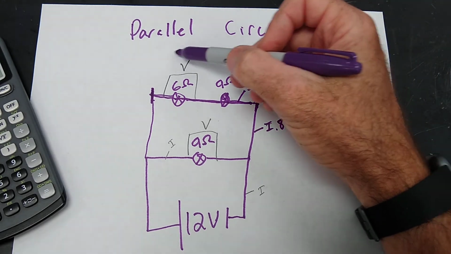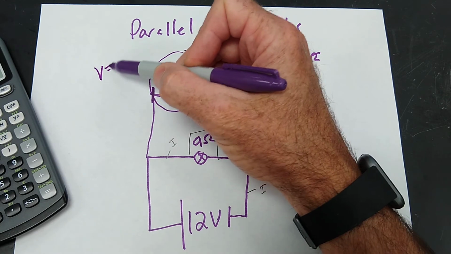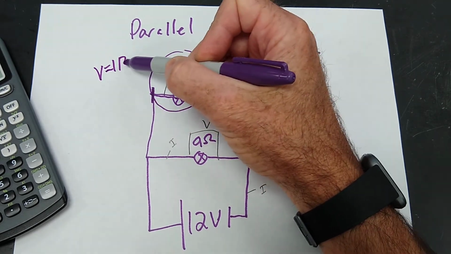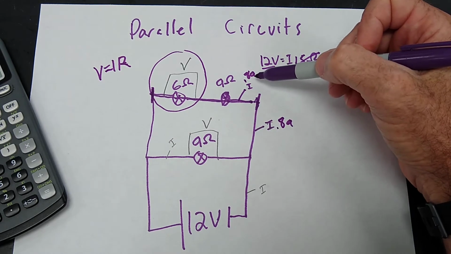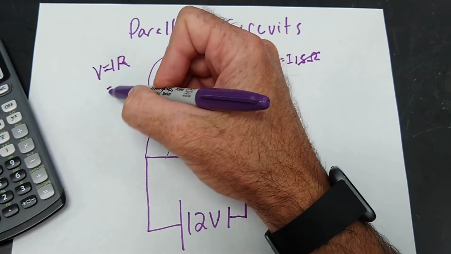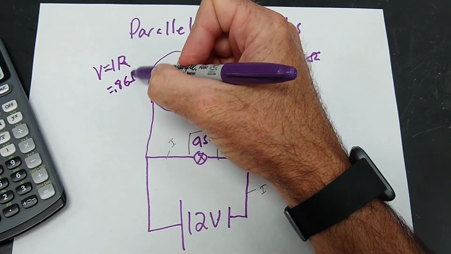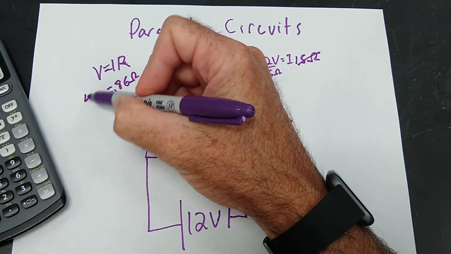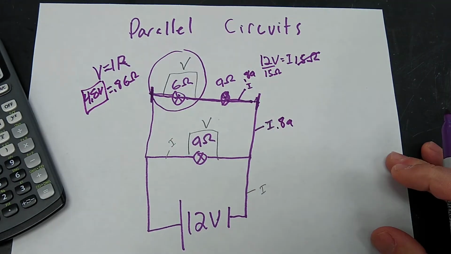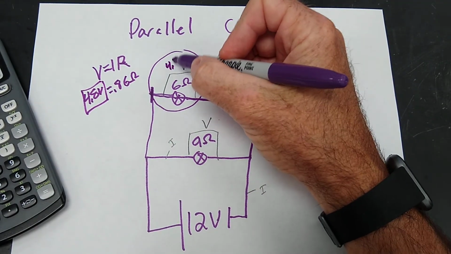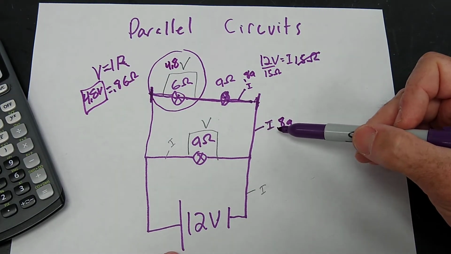Now, if we're going to find the voltage drop right here, we can do V equals IR. The catch is you have to know the current first. The current right here is 0.8 amps. So 0.8 amps across a 6-ohm resistor gives you 4.8 volts. Boom. 4.8 volts.